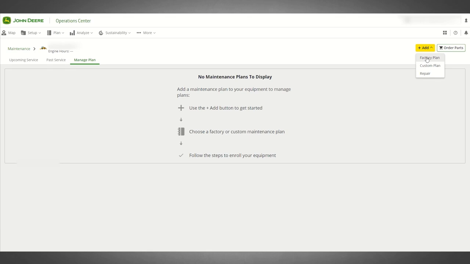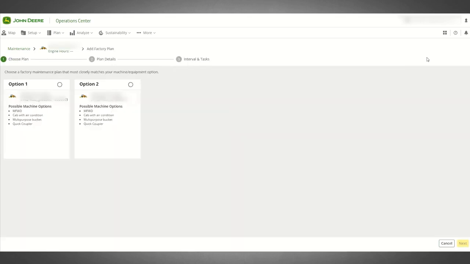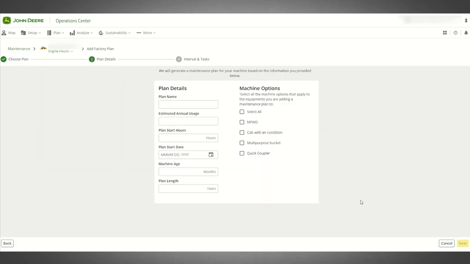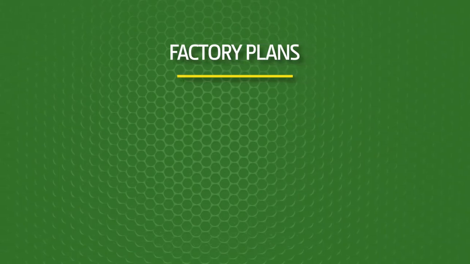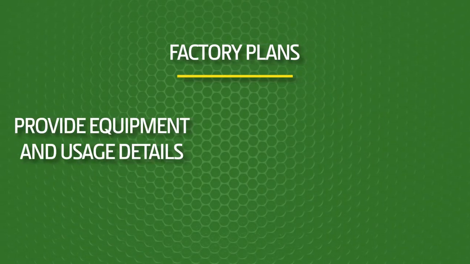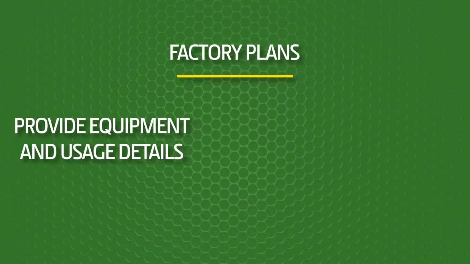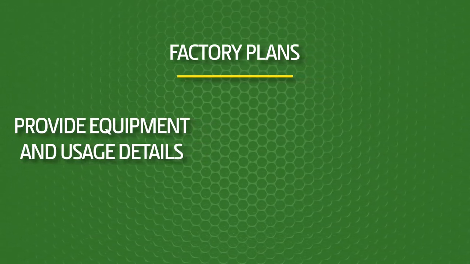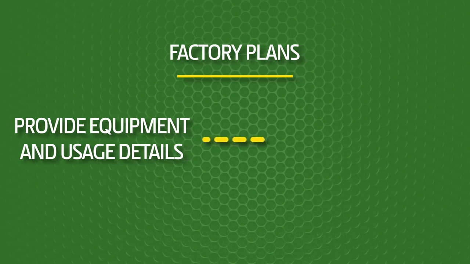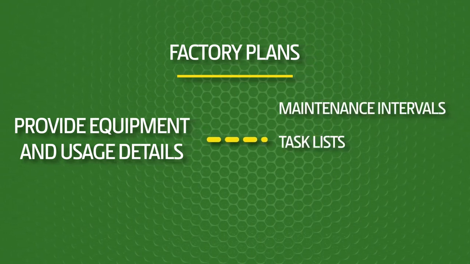equipment. John Deere factory recommended maintenance plans are developed by John Deere product line experts, and they are only available for John Deere equipment. Factory plan details come preloaded for you in Operations Center, so to apply a factory plan, all you need to do is provide a few details about your specific equipment and its intended usage. Once done, you will be presented with the factory recommended maintenance plan, complete with the recommended maintenance intervals, task lists, and fluid recommendations.